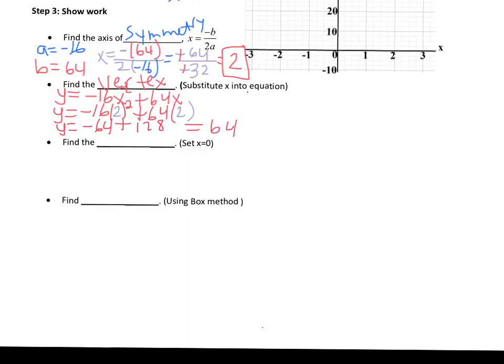So our vertex is at the point (2, 64). Our x and our y. After we find the vertex, let's find the y-intercept.